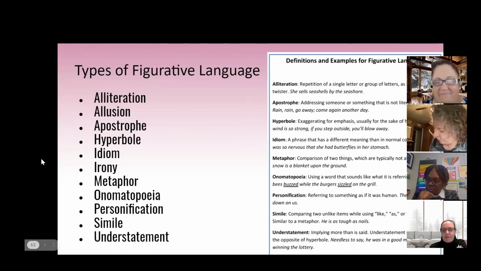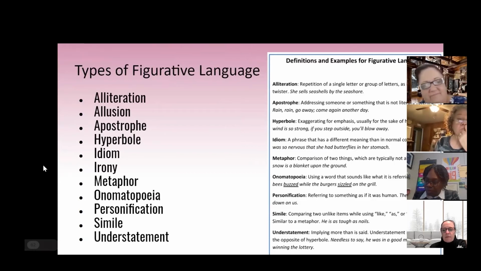Here are all types. And every time I'm looking at it, there are even more. There's like symbolism and some other ones that are not on this list. But these are the most common ones for the most part. These are the most common ones that students engage in school. From elementary, they're usually doing simile, metaphor, onomatopoeia, personification. That's usually in hyperbole. Those are usually the most common ones for elementary.